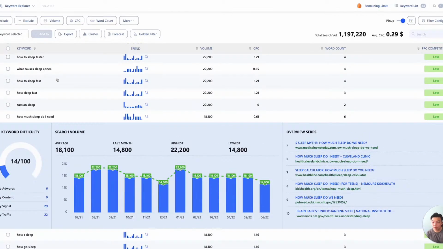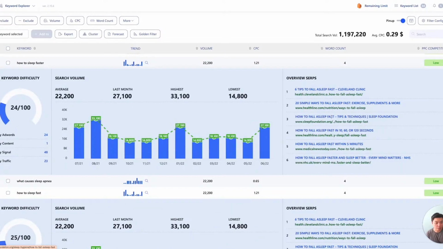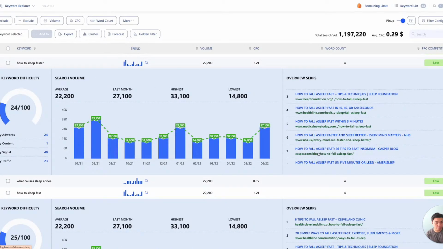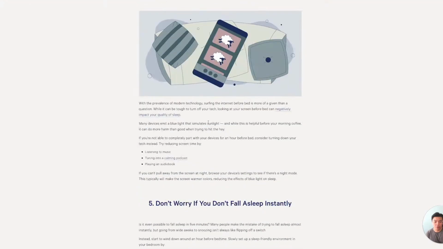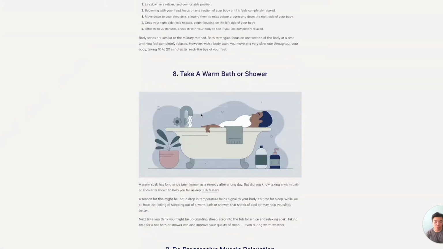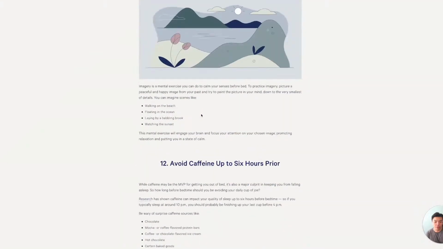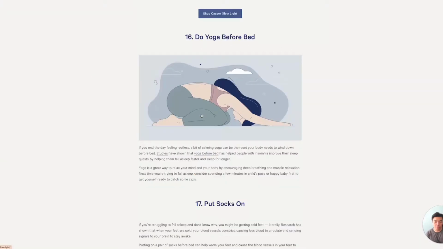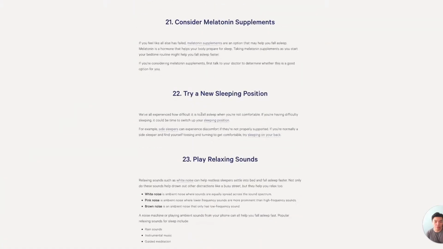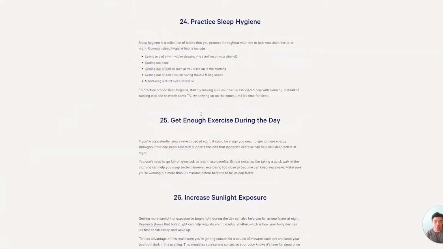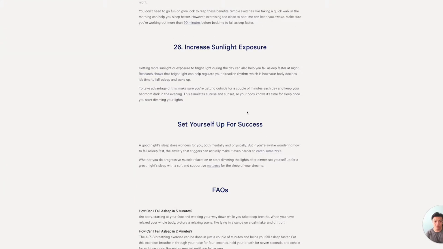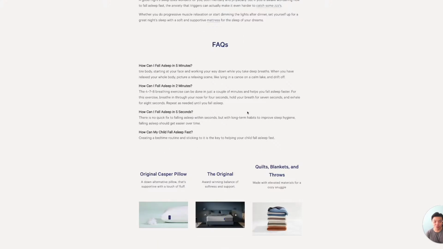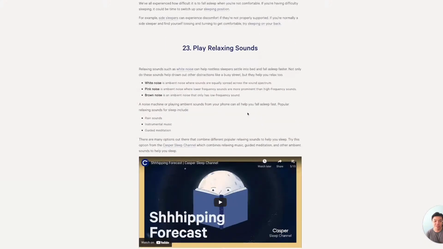So as you can see, if someone reads this, you click on how to sleep faster, you click on Casper, and you see: try to stay awake, don't worry, sleep training, do a body scan, warm bath, meditation, avoid caffeine, keep the thermostat low, do yoga, put socks on, relaxing sound, hygiene, enough exercise. Wow, they really do give people a lot of very, very good content.